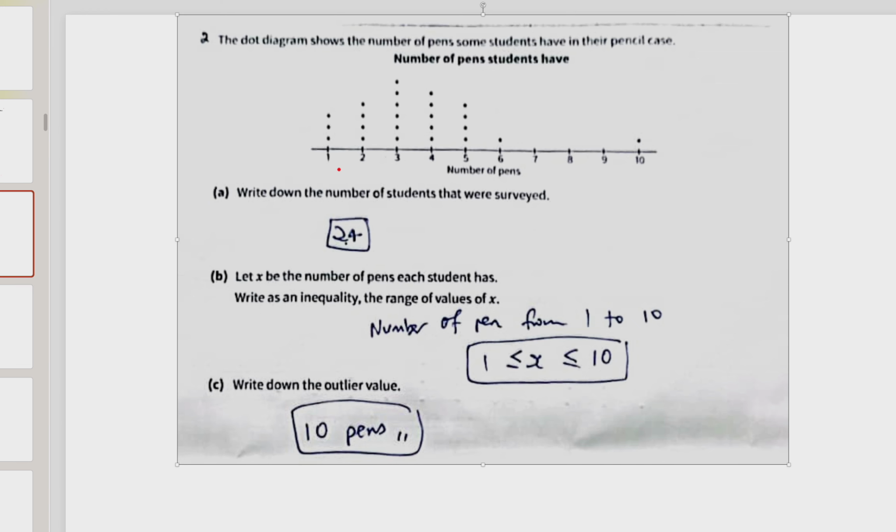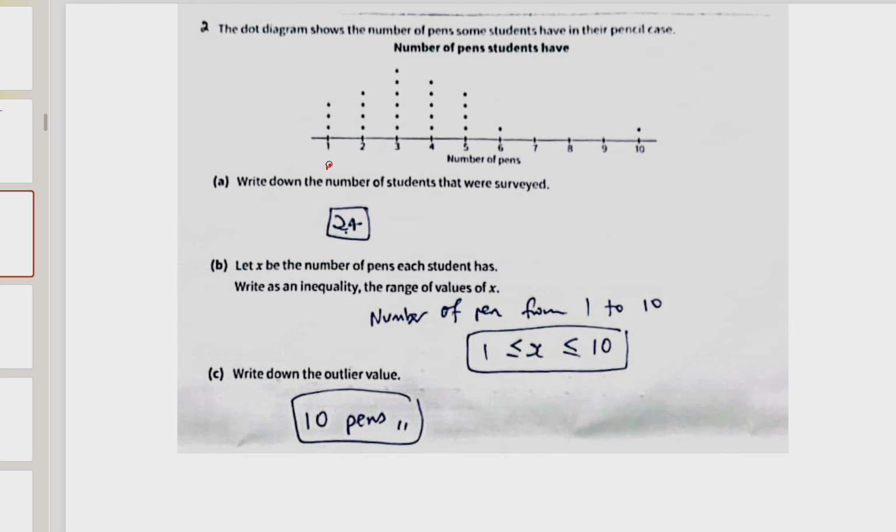If I use your class as an example, some students have one pen, some students have two, some have three, four, five, six, seven, eight, nine. Oh, one student has 10 pens. Understand? And how many students are here? Oh, depends on the total.